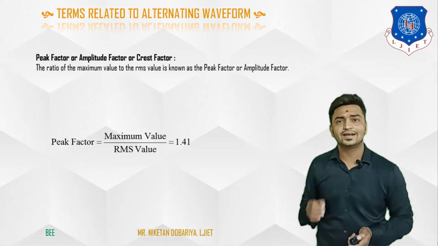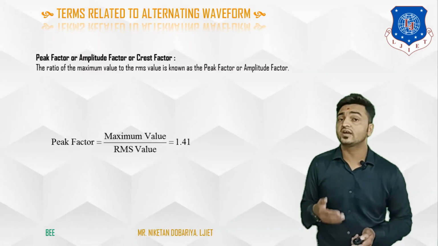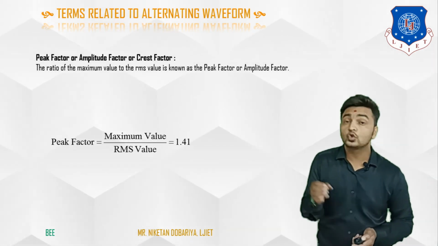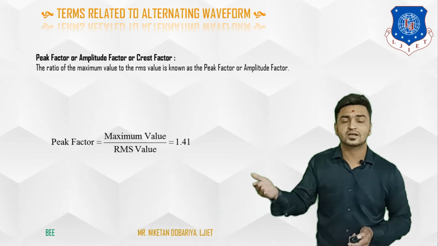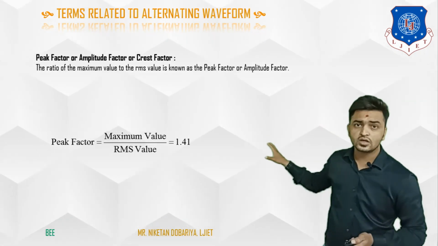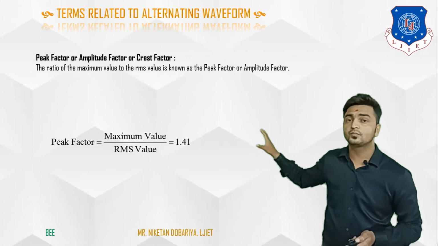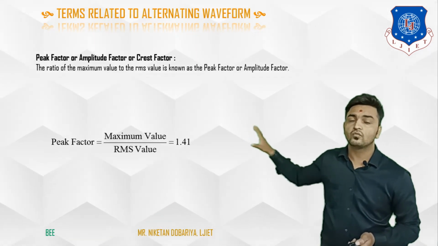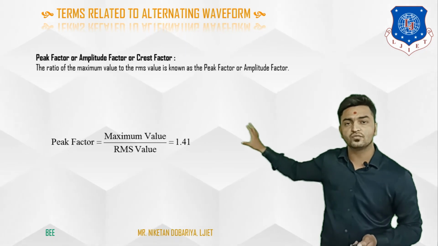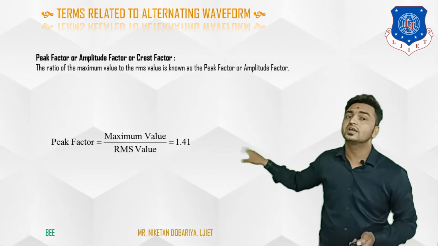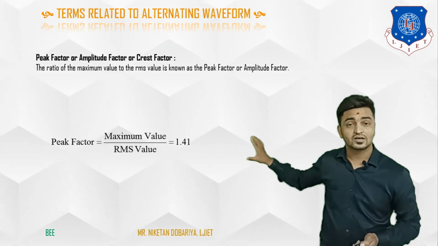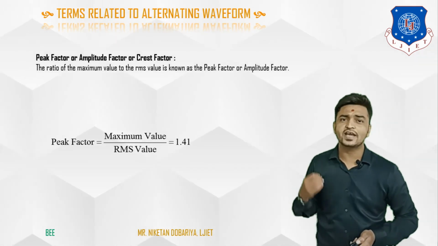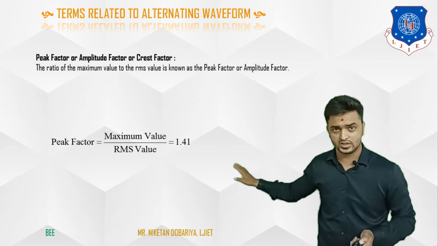Now the next term is the peak factor, or amplitude factor, or crest factor. What is that? The ratio of the maximum value to the RMS value is the peak factor, that is given over here: maximum value by RMS value. And if we put in the values, previously we had defined the maximum as well as the RMS value for voltage, let's say the maximum value for voltage is Vm, and the RMS value is 0.707 into Vm. So that will provide 1.41. So the peak factor for a sinusoidal waveform is 1.41.